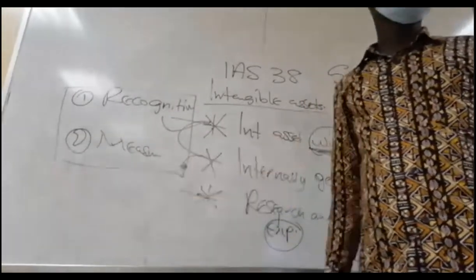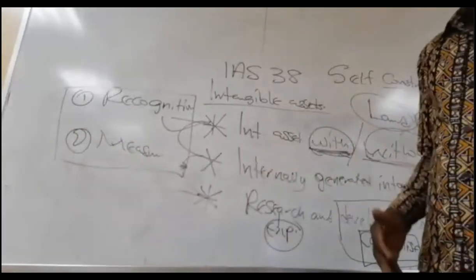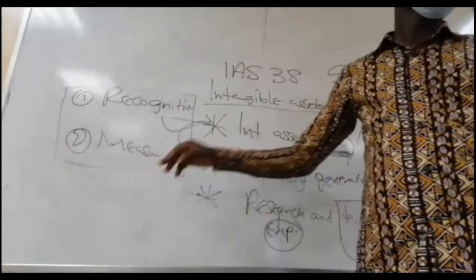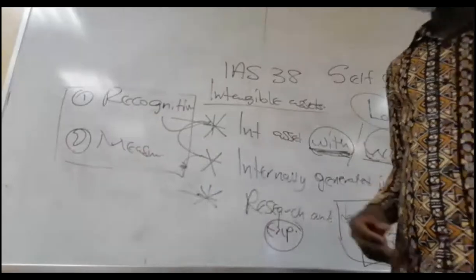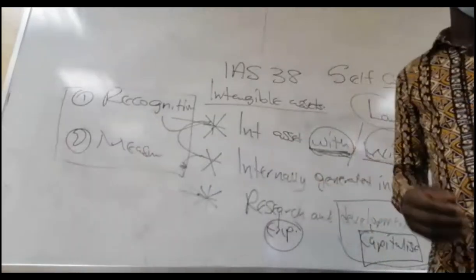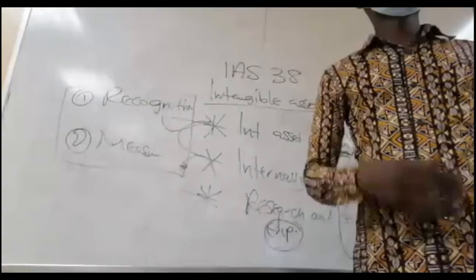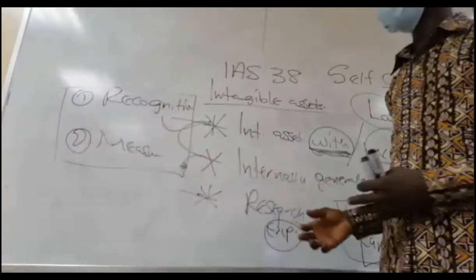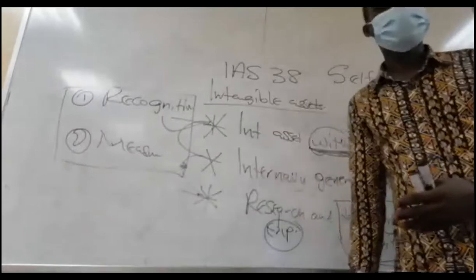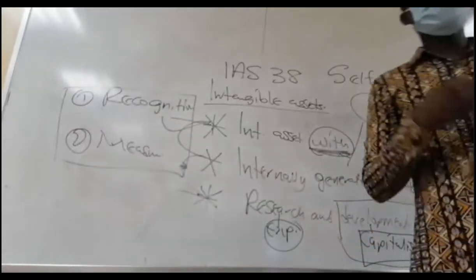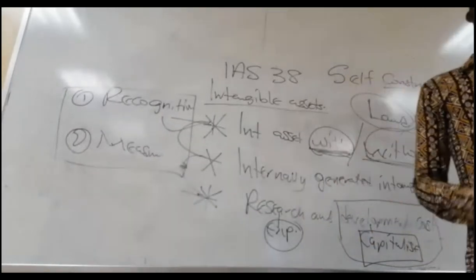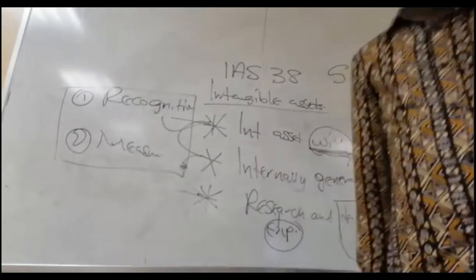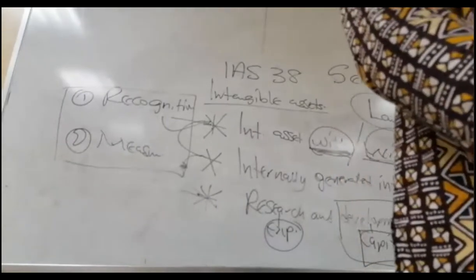The initial measurement is at cost. Subsequent measurement of intangible assets, you select either the cost model or the fair value model. Yes, we use the revaluation model for intangible assets. Intangible assets can be revalued. Yes, you can revalue your intangible assets. Then you are done.